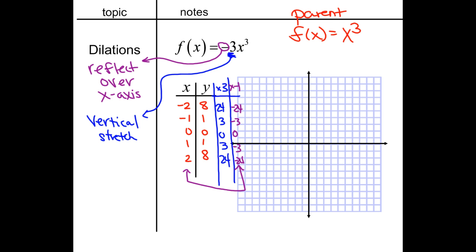Now if you notice, my y's get pretty darn big. So on my y-axis, I'm going to go by 3's. So I'm going to go 3, 6, -3, -6. So now you know I'm going by 3's. I'm going to graph that one quick for you. So here's what our next graph looks like.